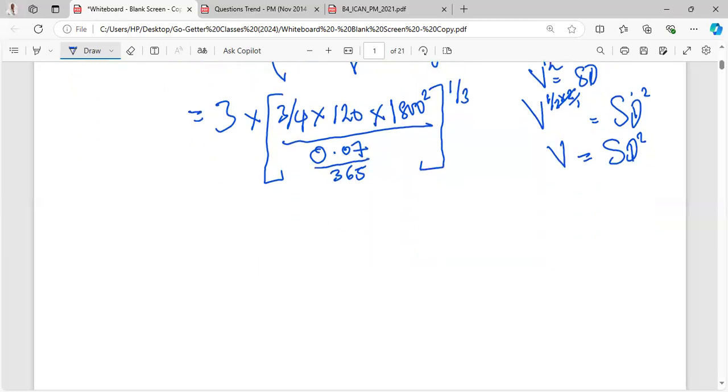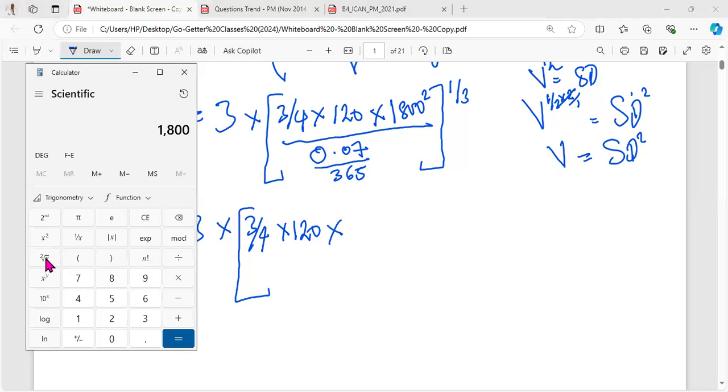Let's tidy them up. So your spread will still be 3 multiplied by your 3 over 4 will still be there, multiplied by 120 multiplied by, let's do this now, 1800 squared. That will be 3,240,000.